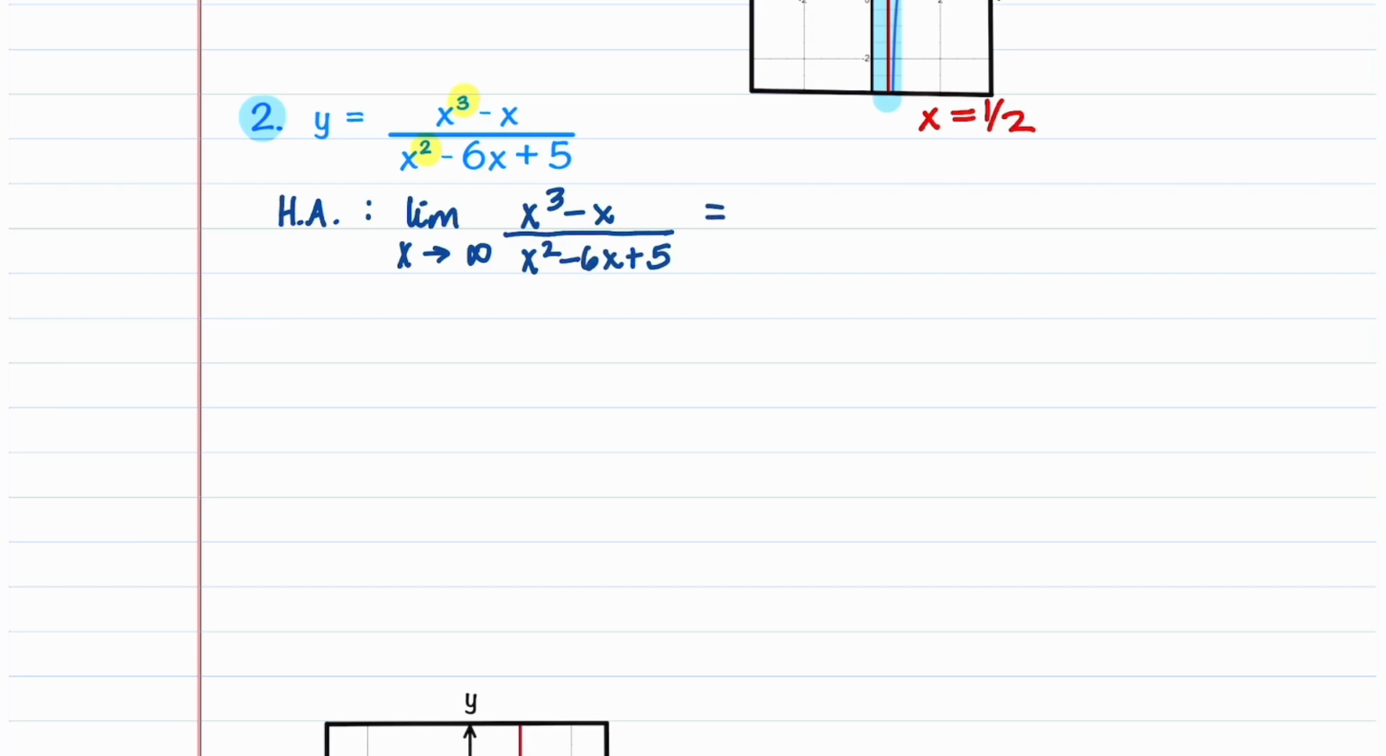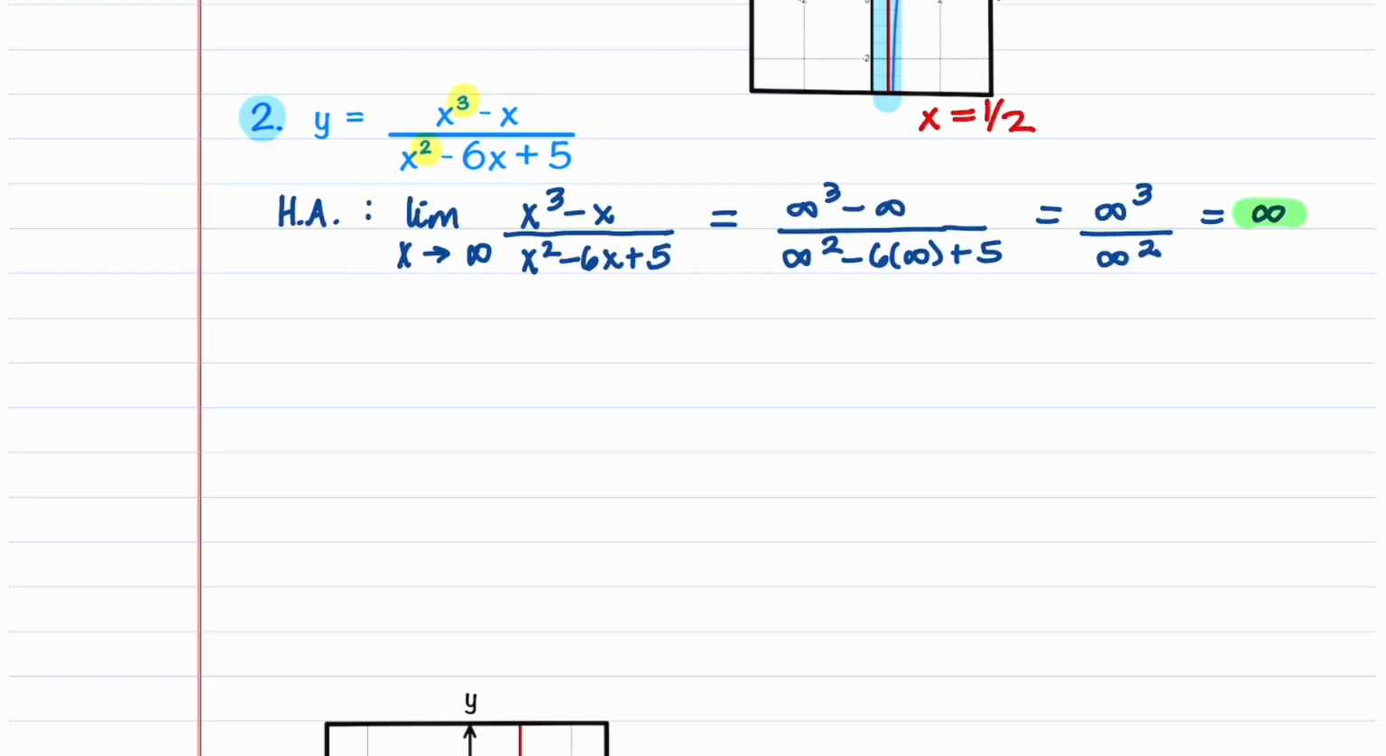We're going to divide both the numerator and the denominator by the highest power of x in the denominator, and that's going to be x squared. Let's plug in x to see what we get. On the top, we have infinity cubed minus infinity, and on the bottom, we have infinity squared minus 6 times infinity plus 5. What we have on the top is infinity cubed because that's much bigger than infinity. And on the bottom, we can write this as infinity squared. That's the highest power. So this is going to equal infinity.